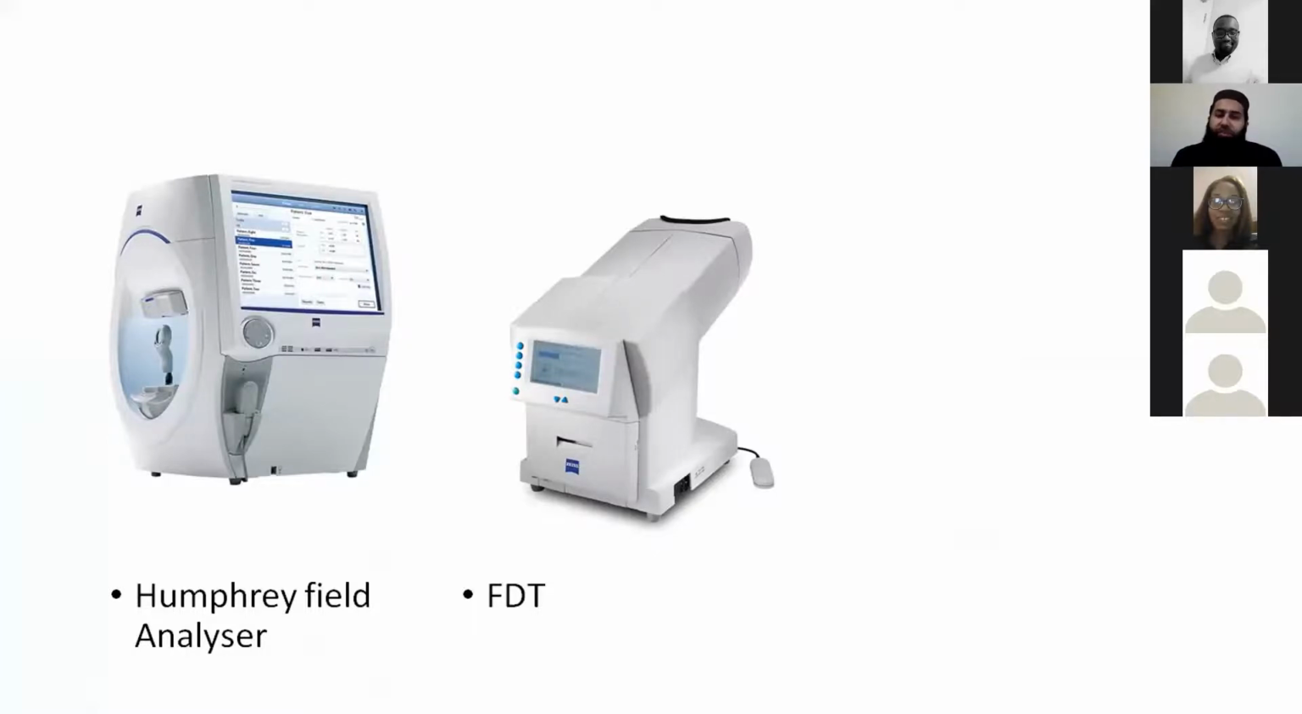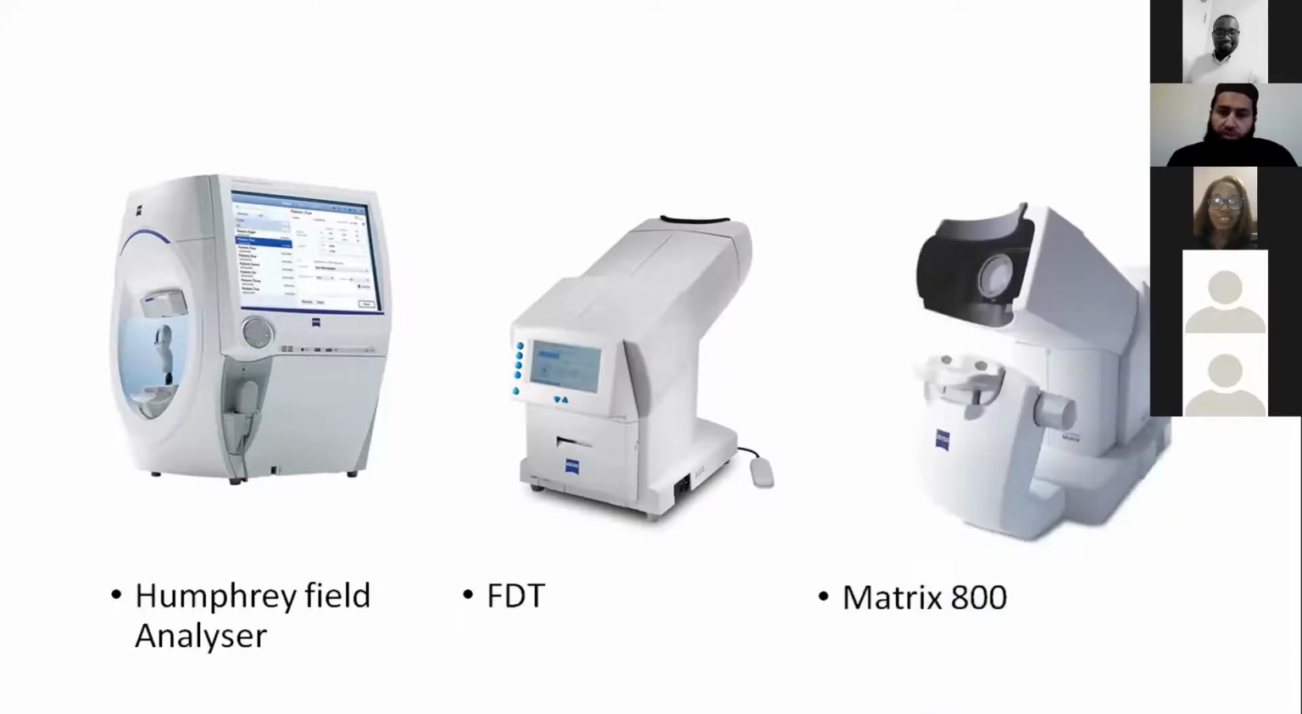The good thing with the Humphrey field analyzer is that it covers a vast range of visual field problems. It could be related to other things, neurological problems as well. But this FDT is a frequency doubling technique, and it's mainly targeted towards glaucoma patients. So this is quite an advanced thing, relatively cheaper and less space occupying. So again, a very good addition to the tools.